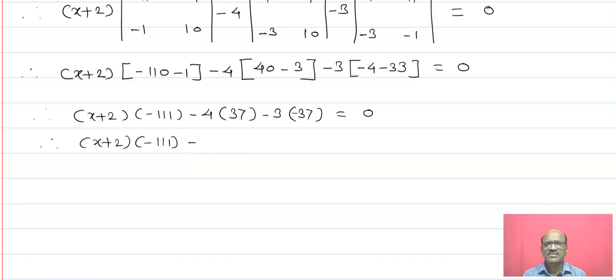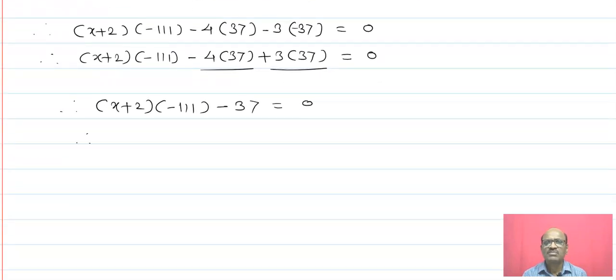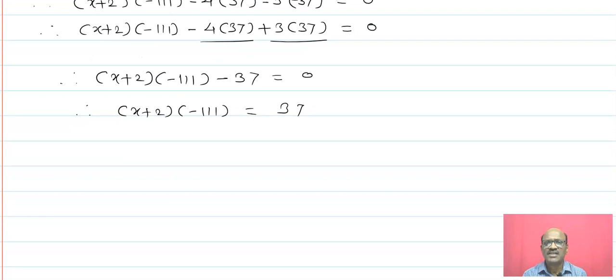Now see this, the multiplication. That is, the last is x plus 2 into minus 111 minus 4 into 37 plus 3 into 37, and that equals 0. Therefore, x plus 2 into minus 111 minus 37 equals 0. Therefore, x plus 2 into minus 111 equals 37, and that's why you are getting x plus 2 equals minus 37 upon 111.